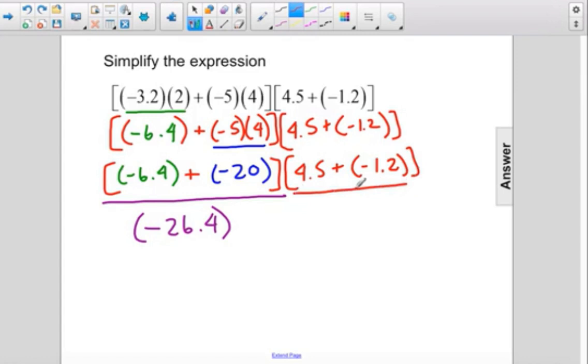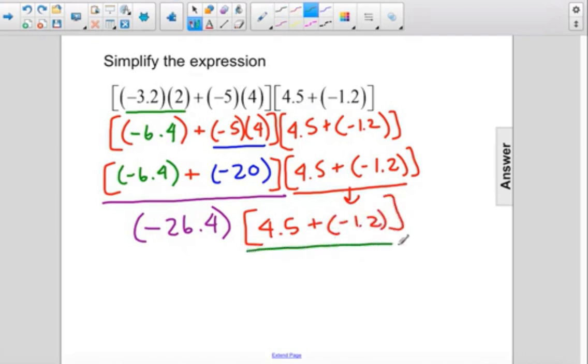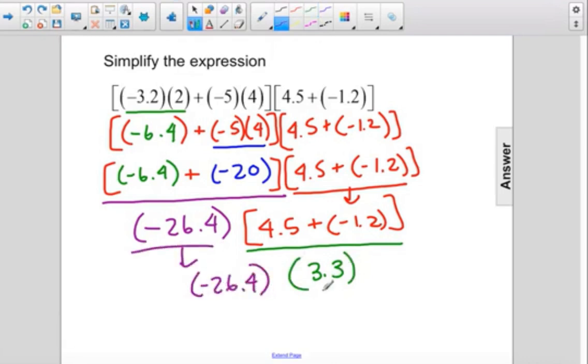Next, we bring down the rest of this. So we're going to multiply all of that times 4.5 plus negative 1.2. So now let's do inside the second parentheses. 4.5 minus 1.2 is 3.3. And so then we bring down this piece, negative 26.4, and now we have a multiplication problem. Those two things multiplied together give us negative 87.12.